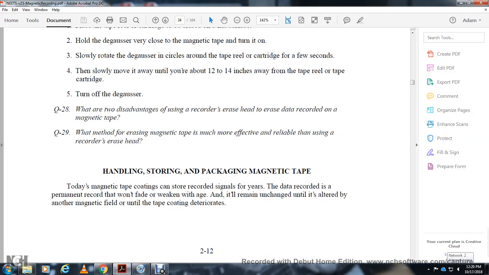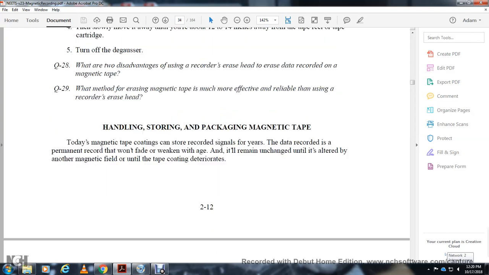Today's magnetic tape coating can record and retain signals for years. The data recorded is a permanent record. It remains unchanged until it is altered by another magnetic field, or until the tape coating deteriorates.